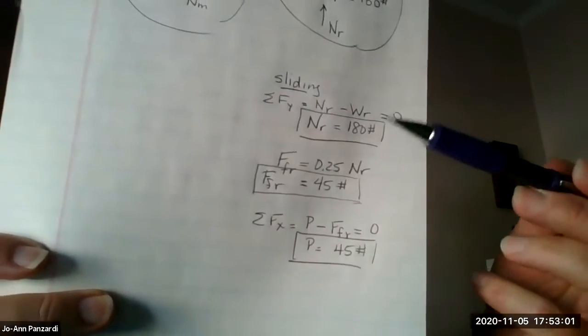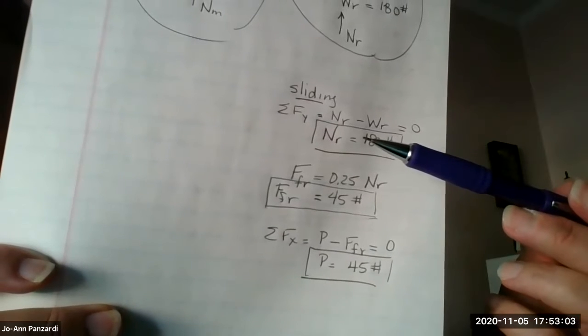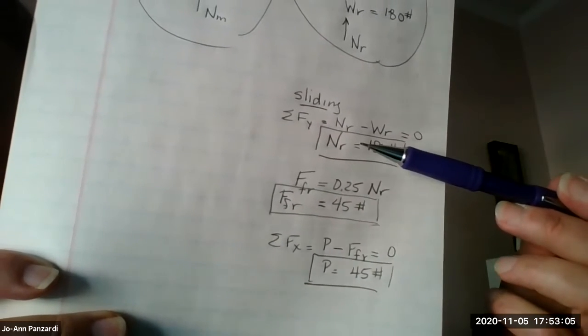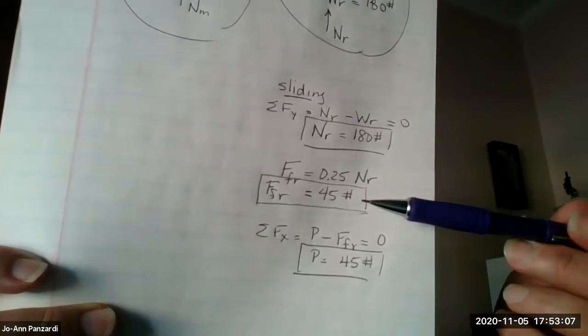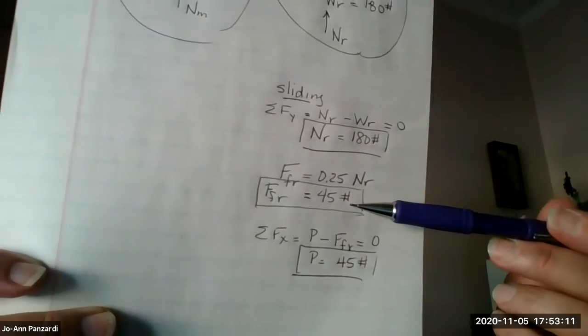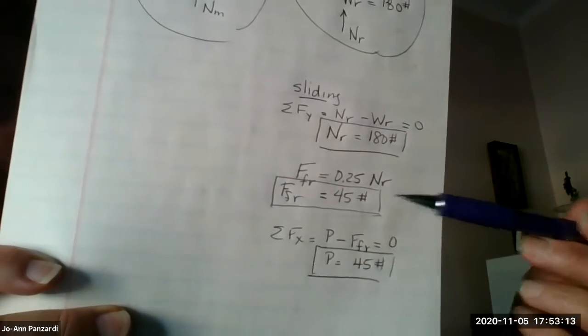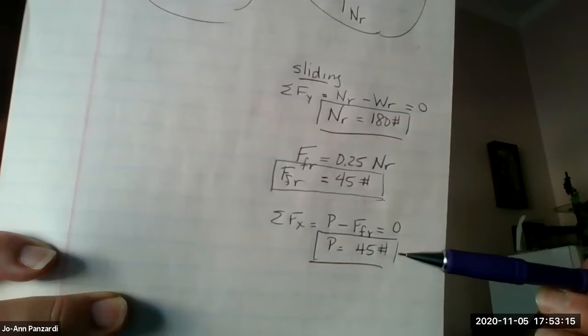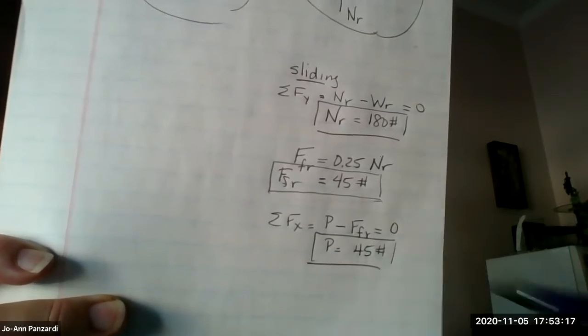Just check that with my solutions. Yeah. Okay, so first I did sum of the forces in the Y because I knew the weight of the refrigerator, so I could solve for the normal of the refrigerator. They gave me mu, and now I knew N, so I could find the frictional force in the X. And then I did sum of the forces in the X, and I got P is equal to 45.